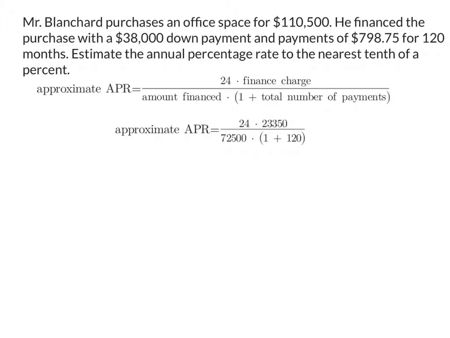The formula for approximating the annual percentage rate is on the screen. So remember, we want to substitute the finance charge, the amount financed, and the total number of payments into the formula. The second equation on the screen substituted the values that we found previously. I took the finance charge, which is $23,350, and put it into the numerator, and then the amount financed was $72,500, and the total number of payments was given to us in the problem: 120 payments.